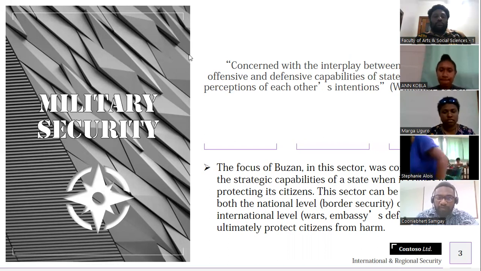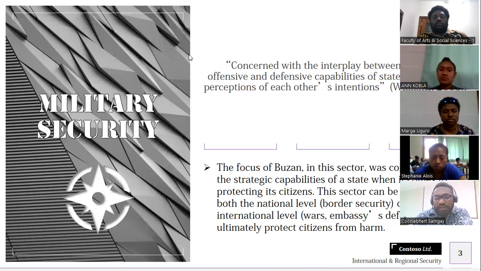So we believe that the focus of Busan in this particular sector was concerned with the strategic capabilities of a state when it comes to protecting its citizens. And this sector can be observed at both the national level, where we have basic things such as border security. In our case, we share maritime borders with different countries, and also we have land borders that we share with Indonesia.